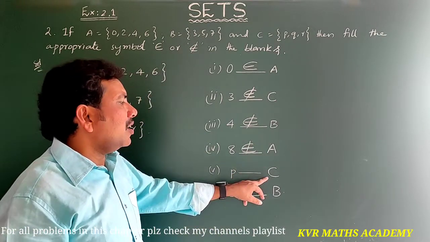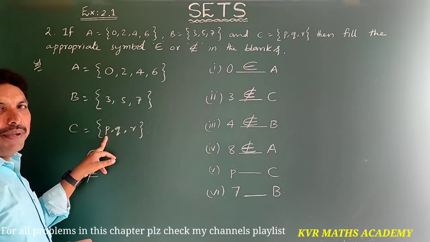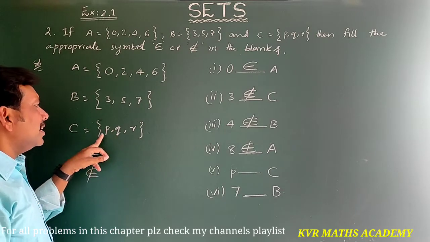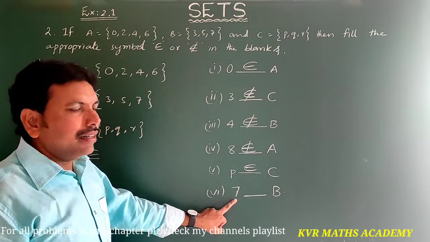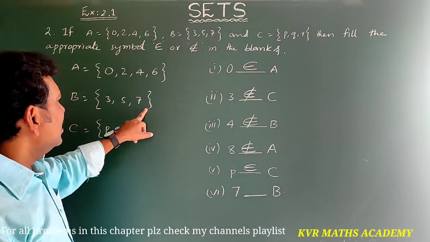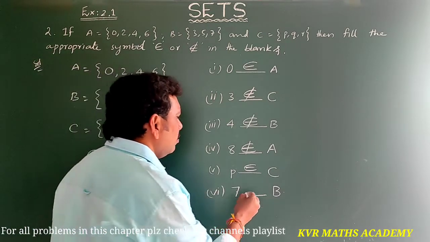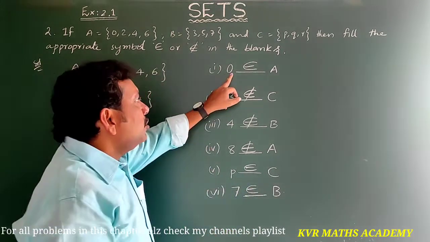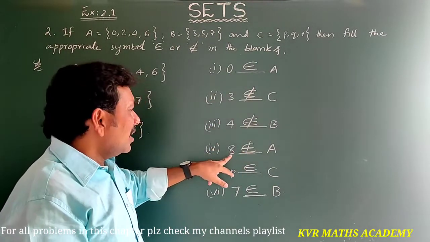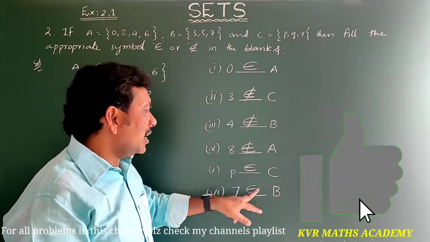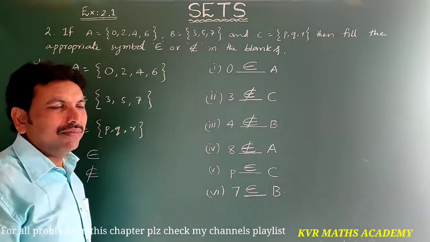Next, does P belong to C or not? P is in C, right? P is an element in the set C. That's why P belongs to C. Next, is 7 in B or not? Let us check. 7 is in B. So write down: 0 belongs to A, 3 does not belong to C, 4 does not belong to B, 8 does not belong to A, P belongs to C, and 7 belongs to B. Is it clear? Note it down.